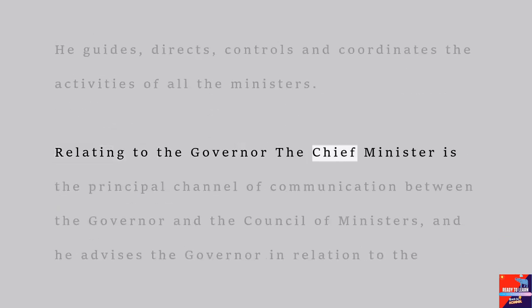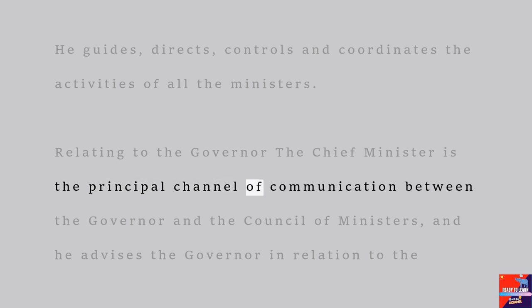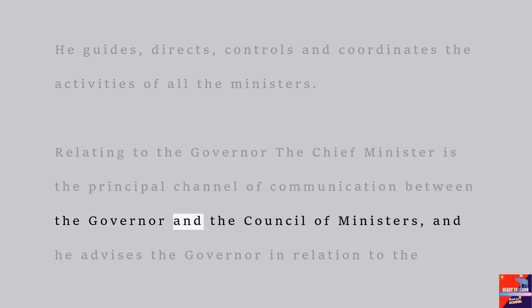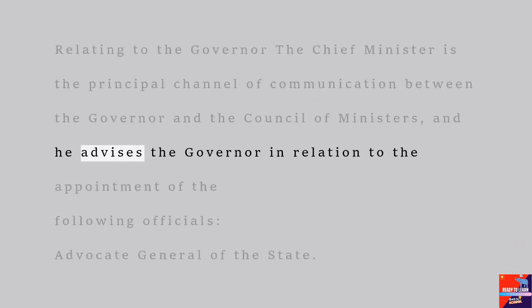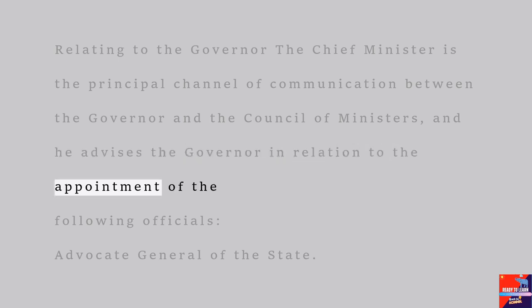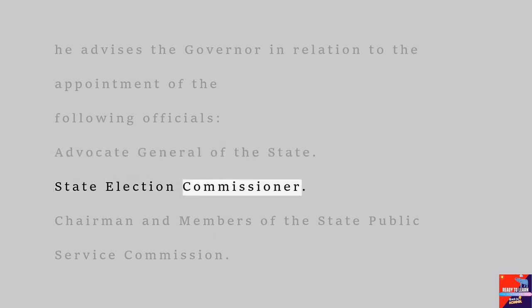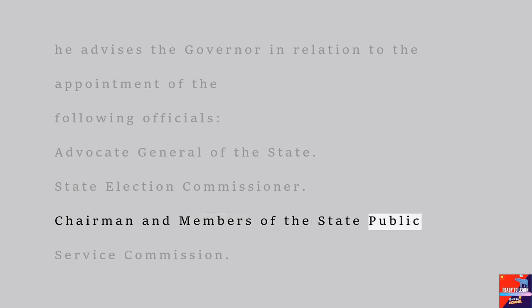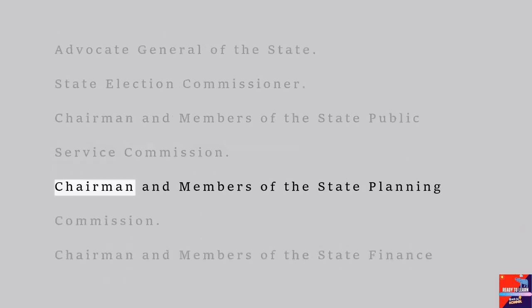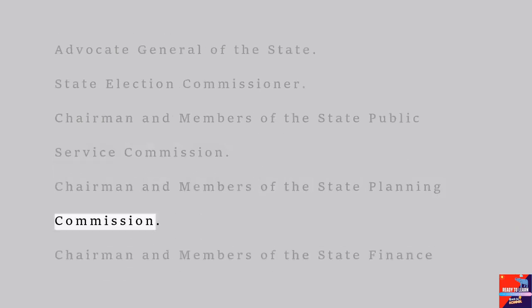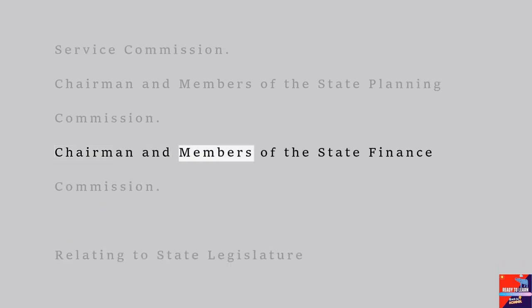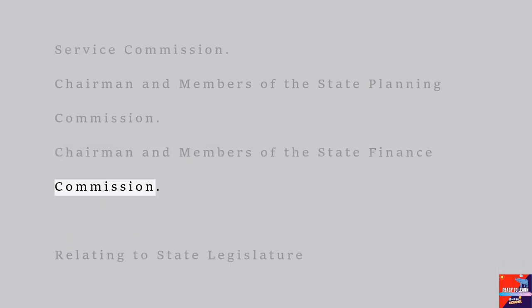Relating to the governor, the chief minister is the principal channel of communication between the governor and the Council of Ministers, and he advises the governor in relation to the appointment of the following officials. Advocate General of the State. State Election Commissioner. Chairman and members of the State Public Service Commission. Chairman and members of the State Planning Commission. Chairman and members of the State Finance Commission.